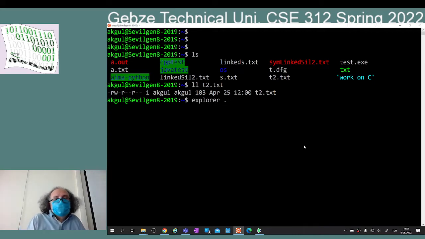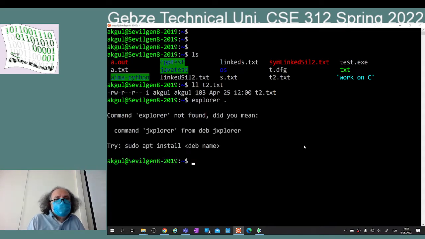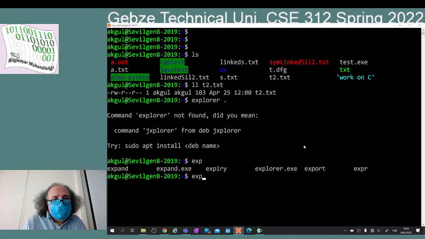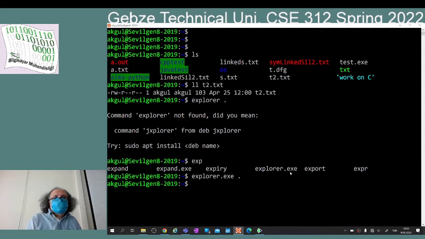Let me try. Does it work this way? Yeah, I think it should. No, it is not. What was the name of it? Windows Explorer? What was the name again? I used to do it. I think I did it a few times. I forget the name. What was the name for the Windows Explorer? Explore? Yeah, maybe. Expand Explorer.exe. Yes, that's correct. Explorer.exe. Okay, good. It's running.